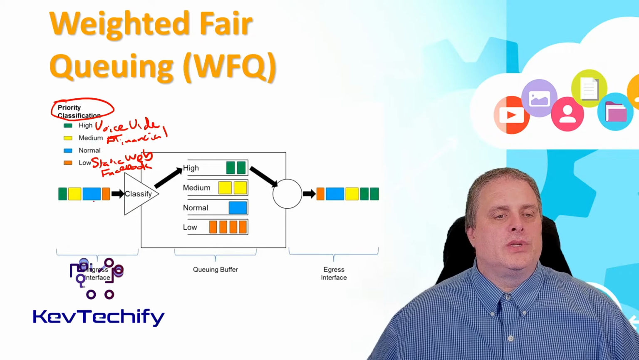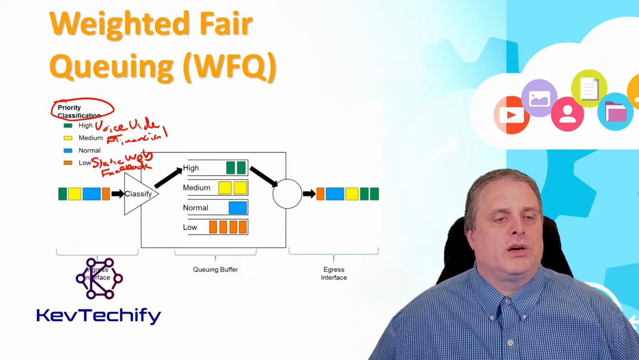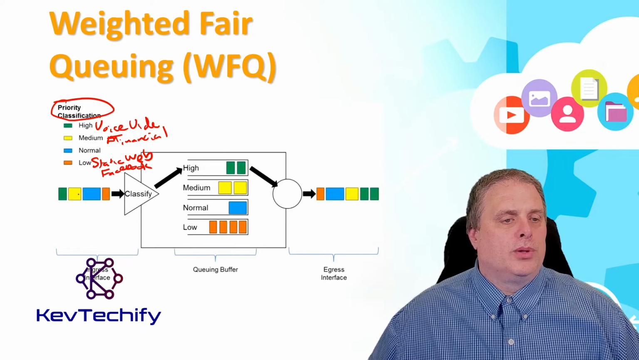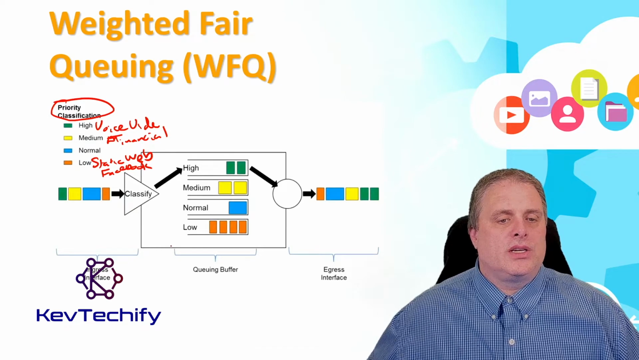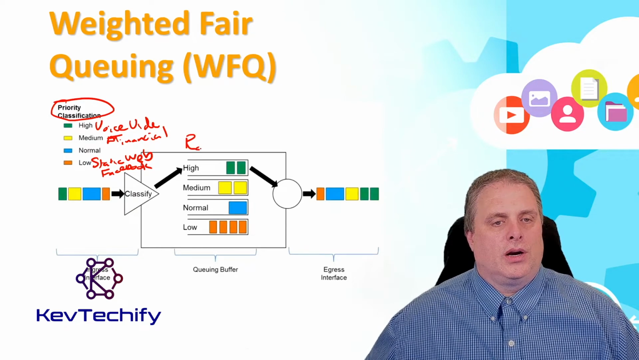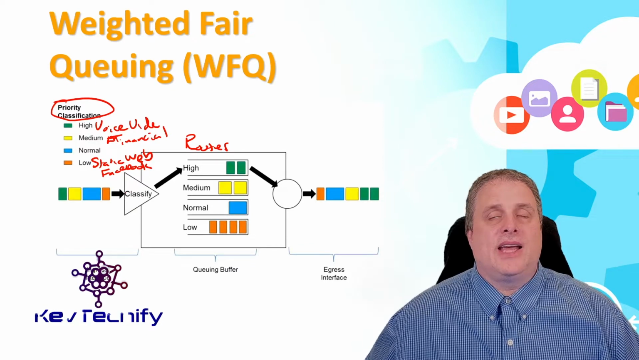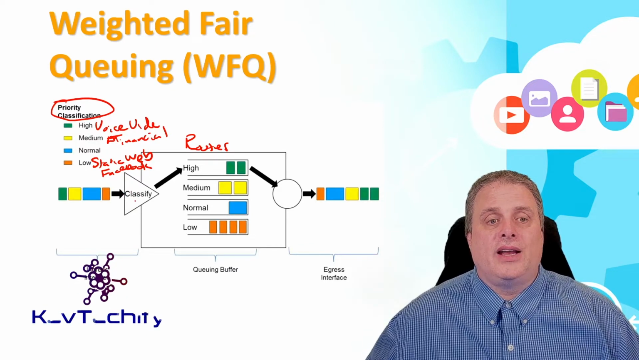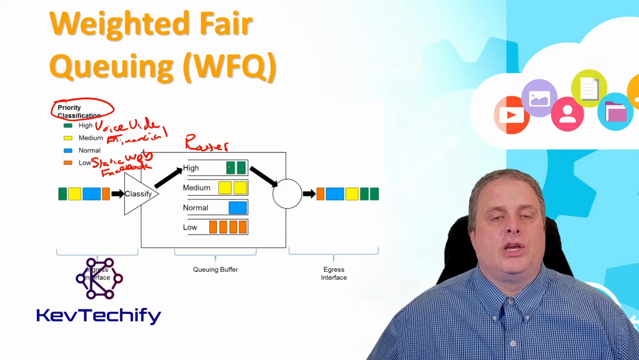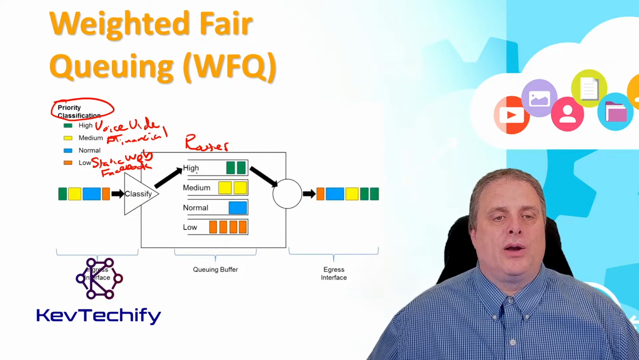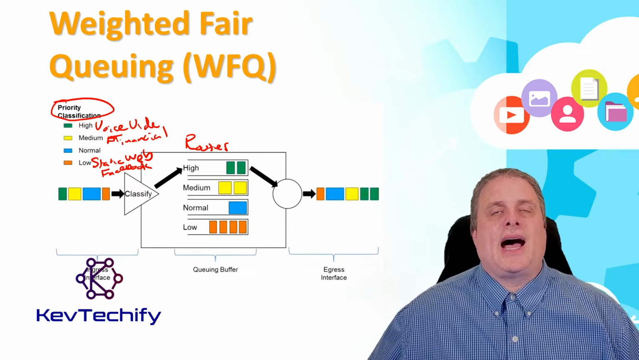Then when your data comes in, notice the order of the data when it comes in. We got brown, then blue, then yellow, then green. What it does is when it goes into your router here, it gets classified, it gets identified. Once it's identified, it gets put into a queuing buffer. And if it's high priority, we're always going to take the high priority.